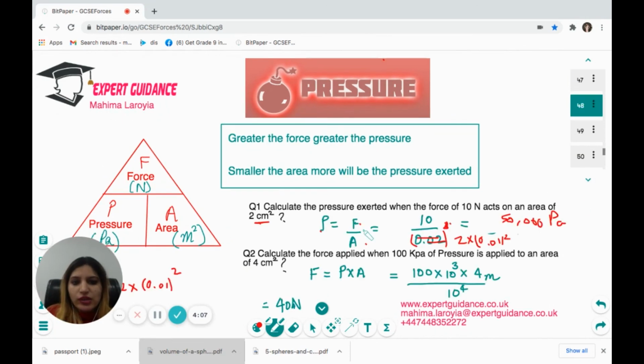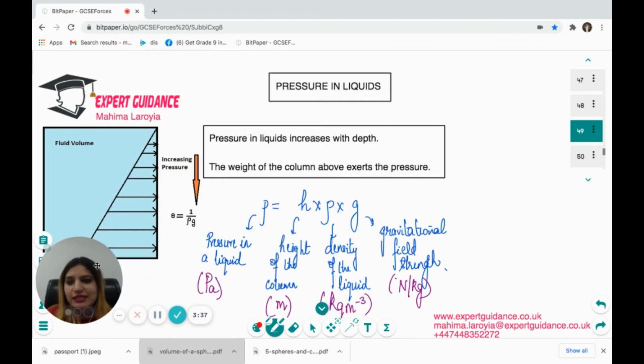Okay, so let us have a look. For the first question, we'll do force over area. Force is 10 newtons and area 2 centimeters squared is 2 times 0.01 squared. And the pressure would be 50,000 pascals. For the second question, 100 kilopascals would be 100 times 10 to the power 3 pascals, times the area, which is 4 centimeters squared. To convert it into meters squared, we need to divide by 10 to the power 4. And when we do that, we'll get the answer 40 newtons. So I hope this is clear to you.